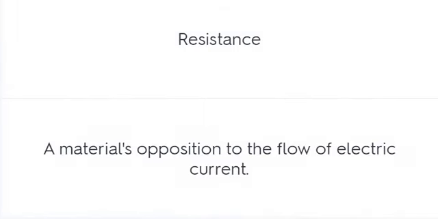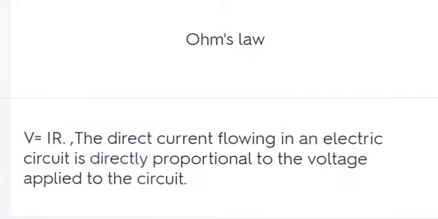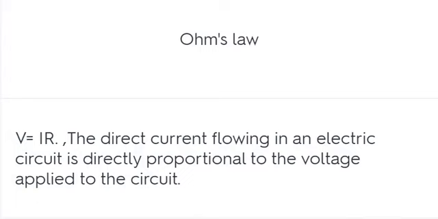Resistance: a material's opposition to the flow of electric current. Resistivity: an intrinsic property of a conductor, denoted by ρ, used to measure its resistance in the equation R equals ρL/A, where L is the length of the conductor and A is the cross-sectional area. Ohm's law: V equals IR. The direct current flowing in an electric circuit is directly proportional to the voltage applied to the circuit.